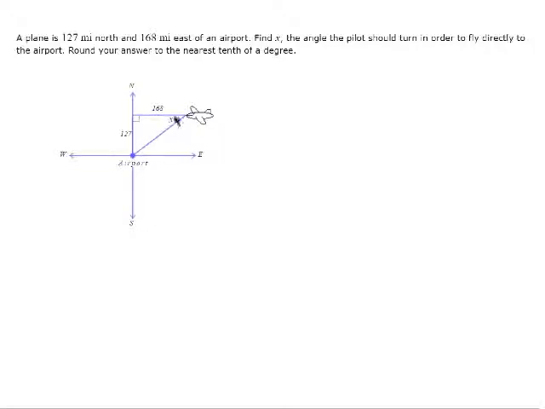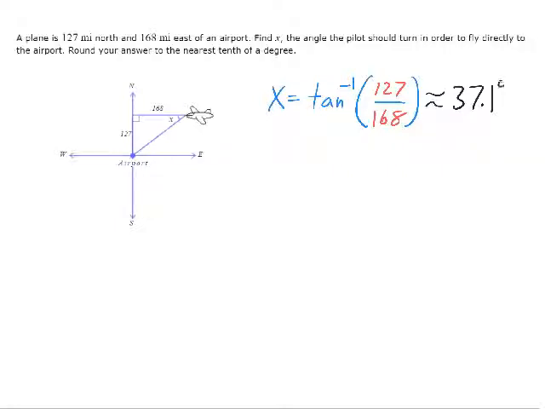So we look at this angle, and we notice we have opposite and adjacent, which is tangent. To find x, we want to do the arc tangent of the fraction. Tangent again is opposite, which is 127, over adjacent, which is 168. If we do the inverse tangent of that fraction on our calculator, we will get a 37.1 degree angle that the plane should turn.